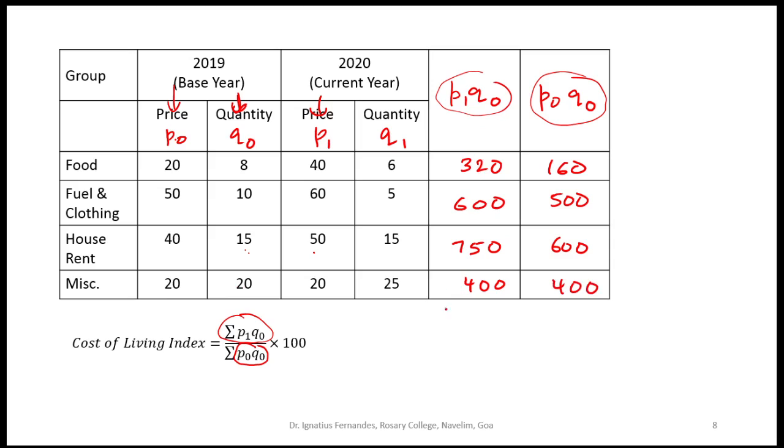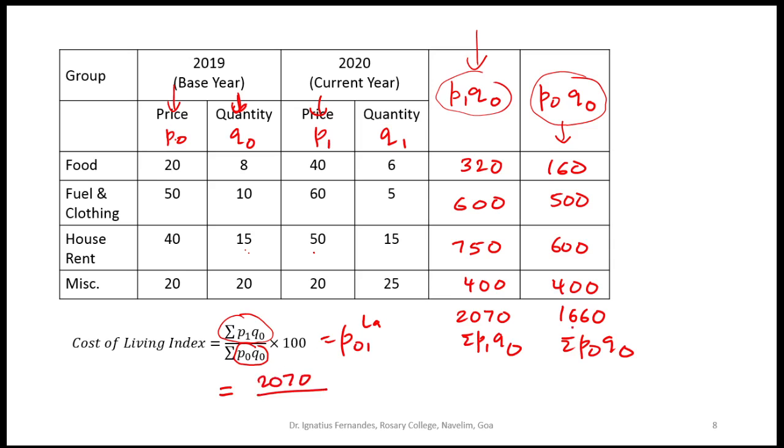So what I want is the sum of all these entries. If I add all the entries in this column, I'll get 2070. This is summation P1 Q0. And if I add the entries in this column, I'll get the sum as 1660. This is summation P0 Q0. Once I calculate this, this is the same as P01 Laspeyres that we are finding. So if I substitute here, it is 2070 divided by summation P0 Q0, which is 1660, multiplied by 100. I'll get this as 124.7.